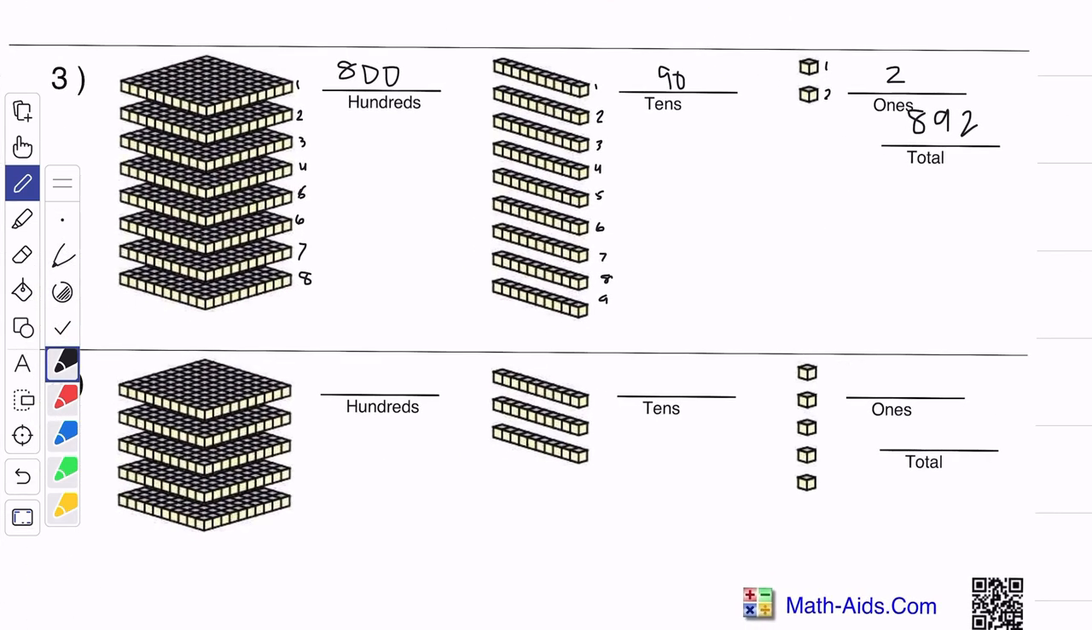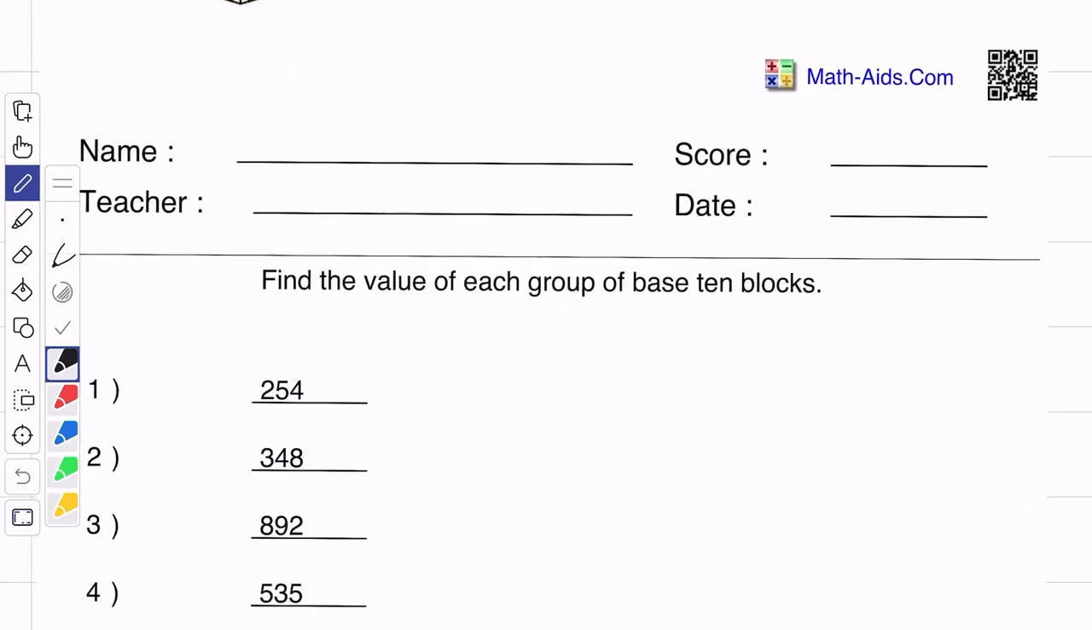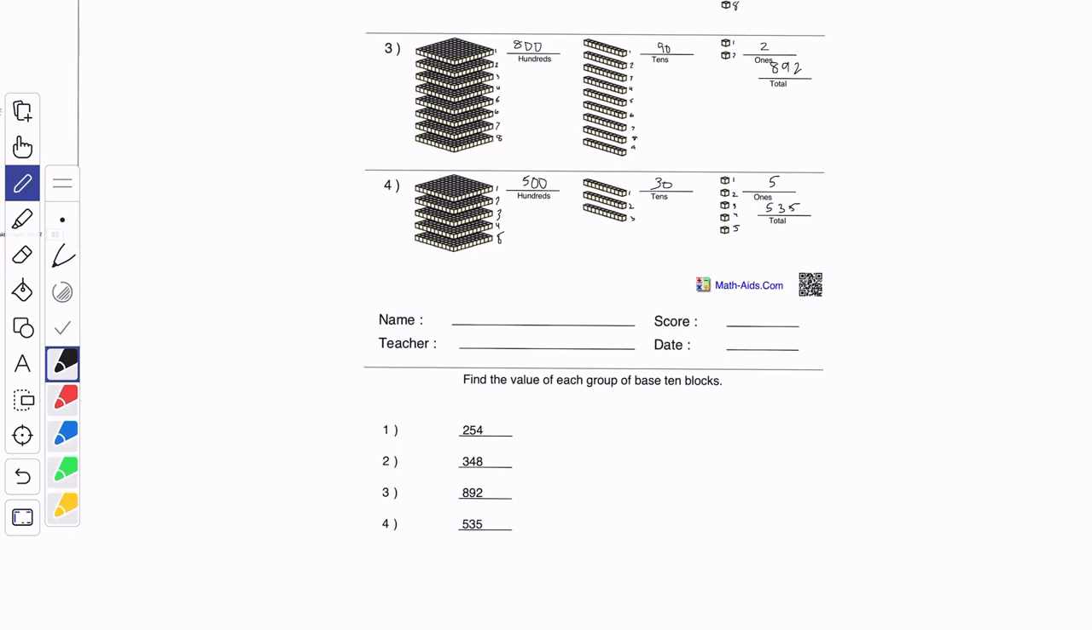For the next one, we have 500s. That's going to give us 500. And then in the next one, we have 3 tens, which is going to give us 30. And then 5 ones. It's going to give us 5. 500 plus 30, 530 plus 5 is 535. Okay. We're going to check our answers. And yeah, that looks like what we got.